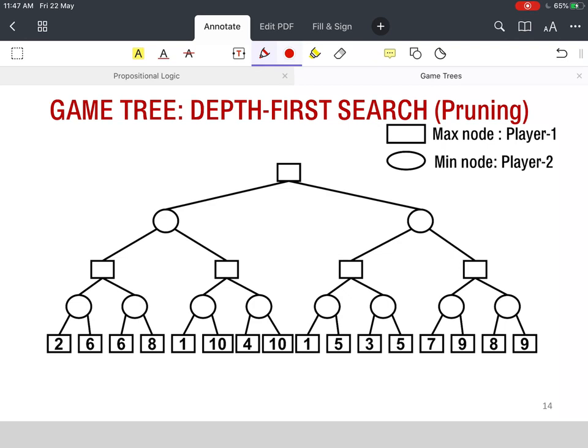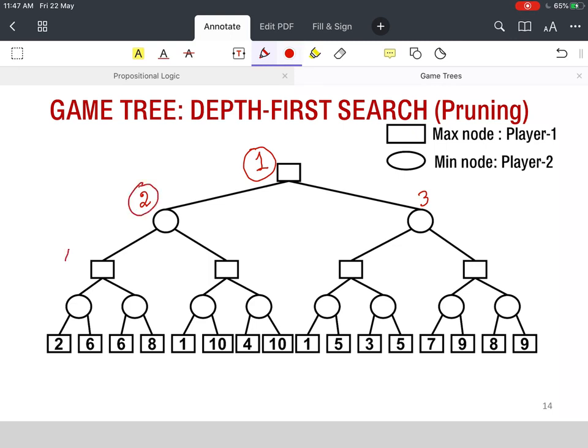In order to compute the min-max value, we resort to search. So we will first look at depth first search, and let us see how we do depth first search. So we come to this node, we visit this node. We then generate these two children, 2 and 3, and we expand this node. So this node is closed.